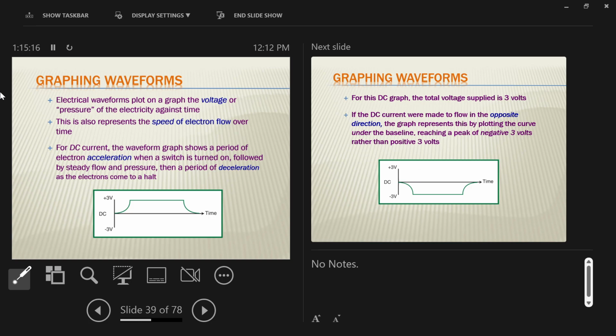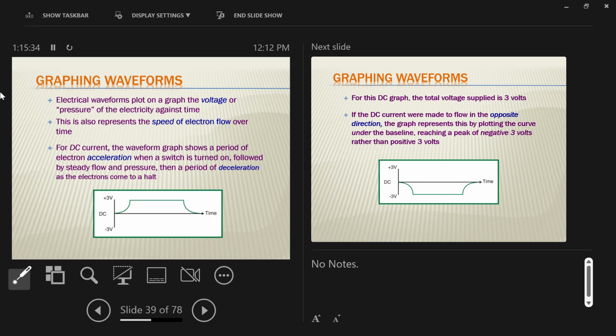That's the point at which it lit up the brightest. The electrons have to accelerate toward the positive end. They stay moving toward the positive end, and then as soon as you turn it off, the electrons decelerate back to zero velocity. Okay, so this is the waveform of DC.